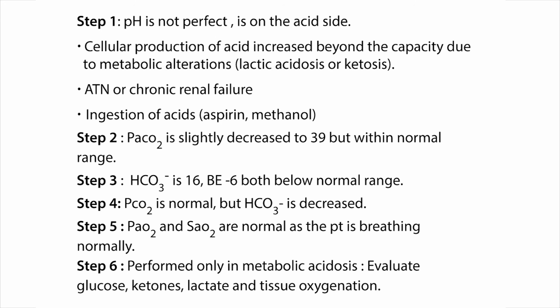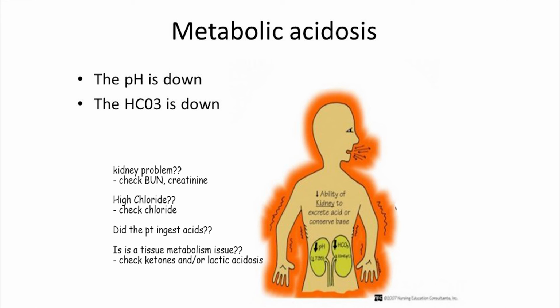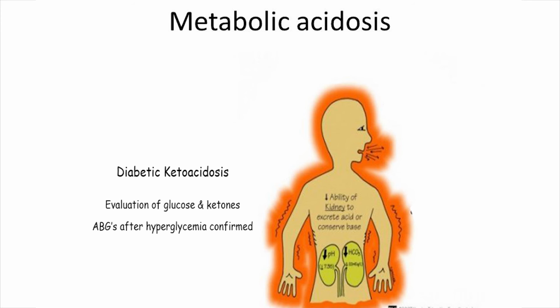So we do a step 6, which is performed only in metabolic acidosis. We evaluate glucose, ketones, lactate, and tissue oxygenation sometimes if necessary. Again, check for the reasons mentioned earlier. Is it a kidney problem? Check BUN and creatinine. Is it a high chloride problem? If so, chloride will have to be high. Did the patient ingest acids? If the answer to these questions is no, then evaluation of glucose and ketones is necessary.